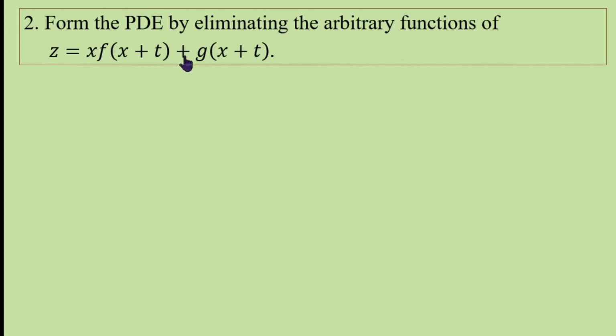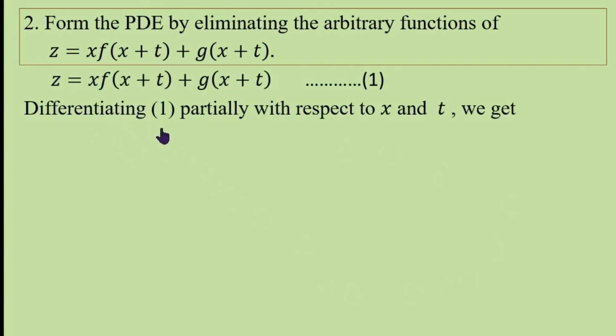Next one, form the PDE by eliminating arbitrary functions of z equal to x into f of x plus t plus g of x plus t. Here z is a function of x and t, not x and y. Therefore, don't use the standard form, not p, q, r, s, t. Here, differentiate z partially with respect to x and with respect to t.